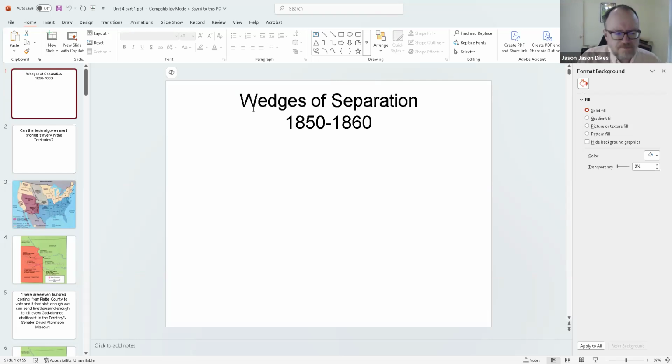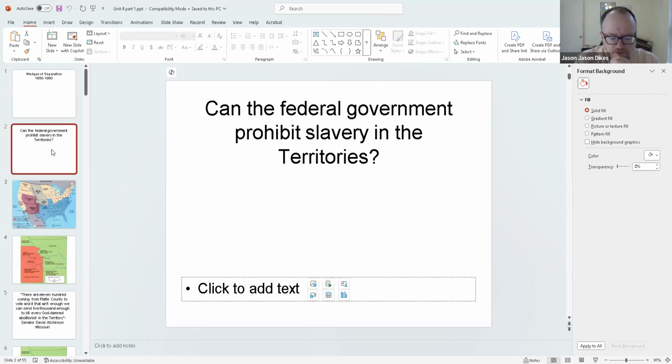other areas. The chief question that fuels the wedges of separation, nearly every one of them in one way or another, is this question over whether the federal government could prohibit slavery in the territories. Now, we've already seen one of the wedges of separation. That was the Wilmot Proviso back in Unit 3, where they had tried to stop slavery from going into any territory that had been gained from Mexico. And that, of course, had failed. So, again, this is about the territories.